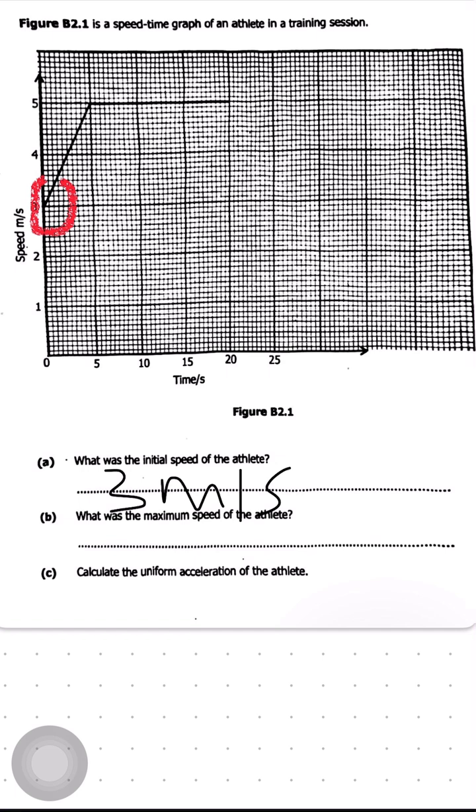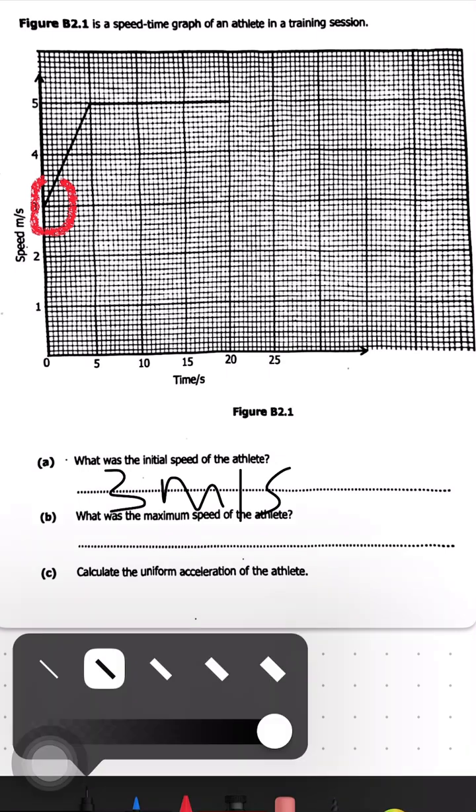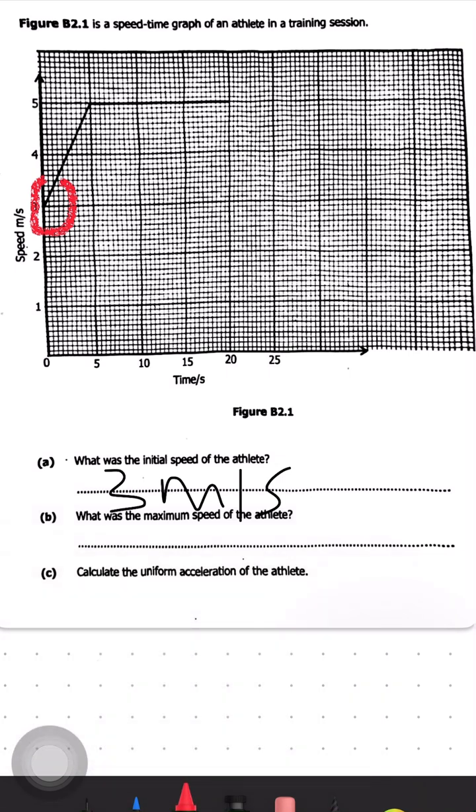Let's move on to B. What was the maximum speed of the athlete? So, where he started from and where did he end? What was the final speed, in other words? The final speed in this case was this. So, he started from here, moved up to 5. So, we can say 5 meters per second. Very simple. Let's go to another question.